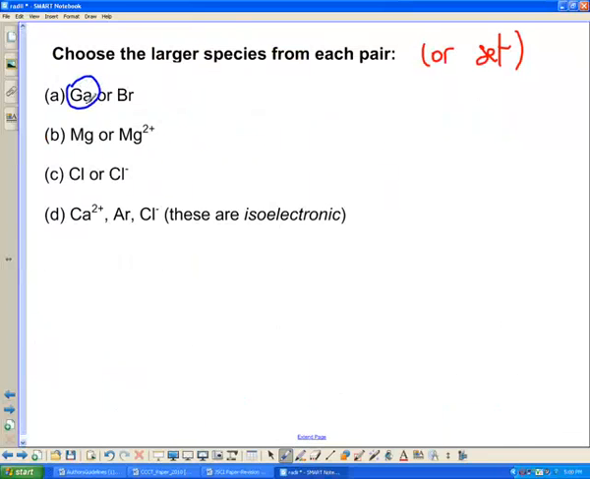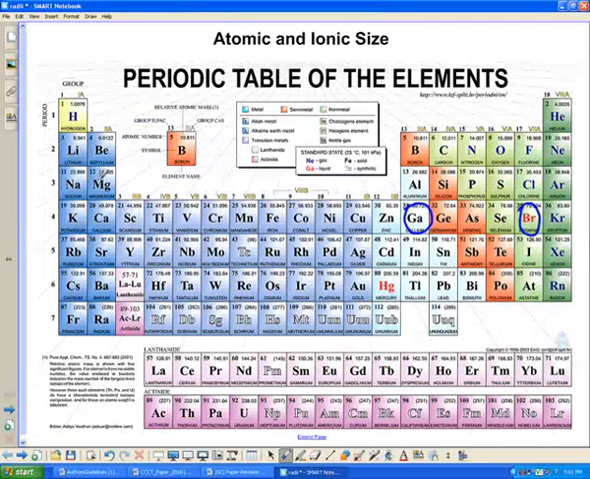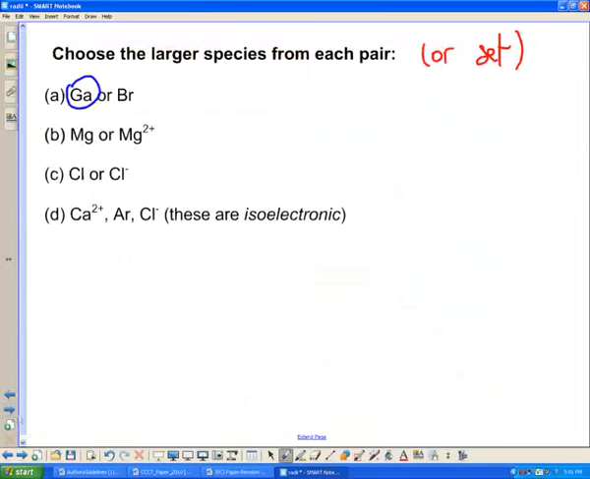And that's absolutely true. Magnesium or magnesium 2+. Well, magnesium is here in group 2. What does magnesium do? Does it gain or lose electrons to form an ion? Well, it's a metal. In this case, it loses 2 electrons. It's in group 2. So therefore, when it loses those electrons, it shrinks. A metal that loses electrons gets smaller after it's lost those electrons. So therefore, the larger species is the original magnesium.